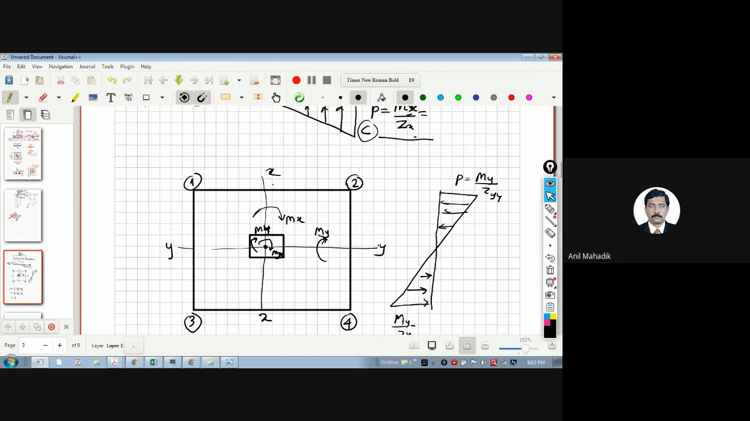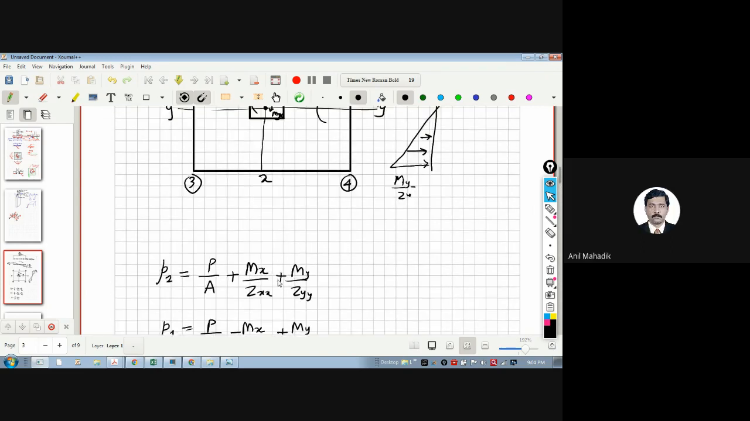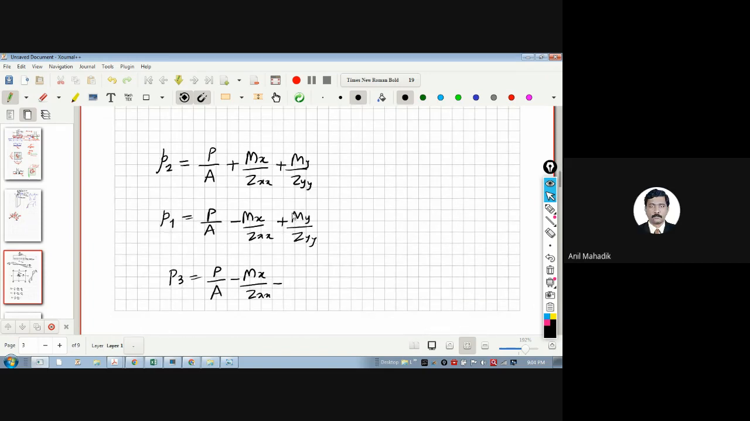So see, if it is a tail, then the tail will go in tension and this arrow will go in compression. So the tail is here at point 3. So minus. Correct? Yes, sir. And here My will be minus. Minus, for point 3, right?